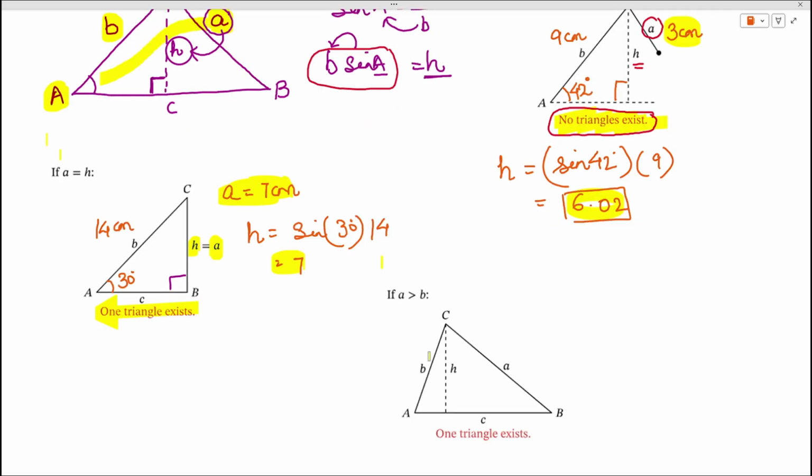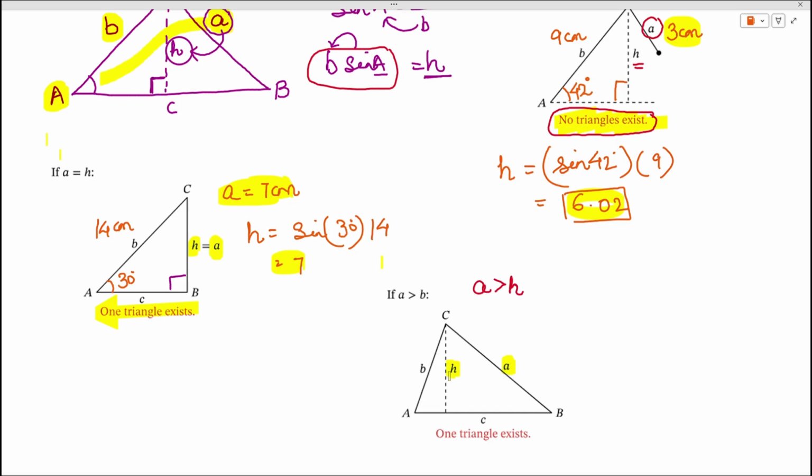Let us now look at another situation where we figure out the height. If our side a is longer than the height, then definitely a can be drawn easily, and hence we can definitely form a triangle. But there is one more thing which we need to clarify.